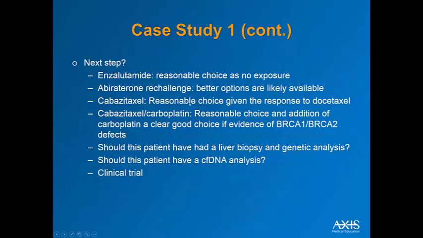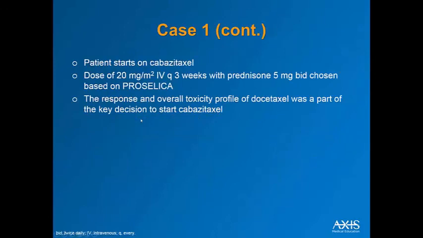Cabazitaxel, very reasonable, given the response to docetaxel, second-line setting, and that certainly is extremely reasonable. The cabazitaxel carboplatin, also very reasonable. Liver mets in the post-docetaxel setting. This falls into this aggressive variant prostate cancer on the abstract I showed you. That could be very reasonable. Now, you could argue that this patient will have a liver biopsy and get genetic analysis on the liver. Certainly that could be an option. Maybe the circulating free DNA analysis, clinical trial. There's a whole bunch of things that one could actually do here.